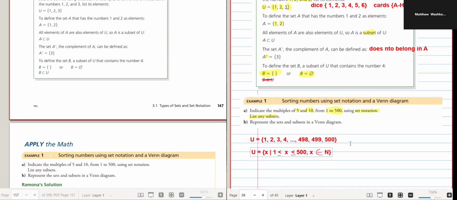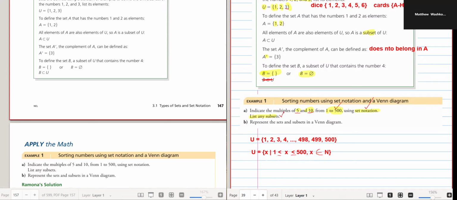Okay, so this is set notation here. So you have to be able to read this. This is telling a story, right? Again, X can be any number, but it has to be between 1 and 500. Equal or between 1 and 500. That's what this is saying here, right? So I've done that as set notation. Now I need to do my subsets. What are my subsets? Multiples of 5, multiples of 10, right?